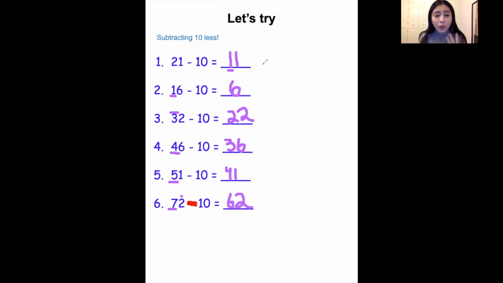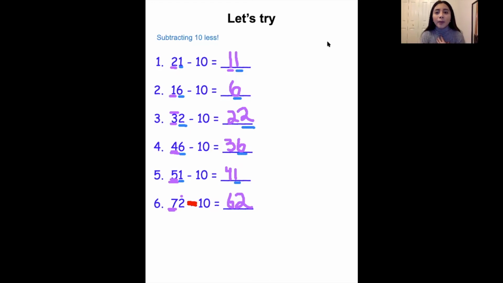So, Kipsters, did you notice that every time we were taking away 10, we looked at our tens place and took away 1? Every time we took away 1 from the tens place. And I hope that you noticed that every time we got to our number sentence, our ones place did not change. Those numbers stayed the same. They didn't go away. We didn't take away 1 more or 1 less. It stayed the same.